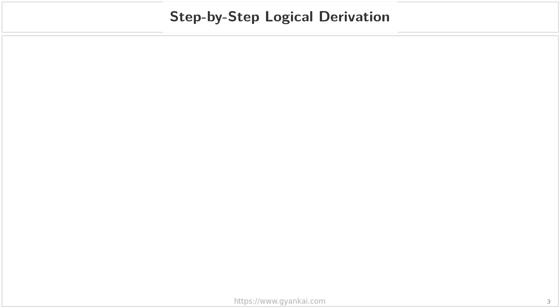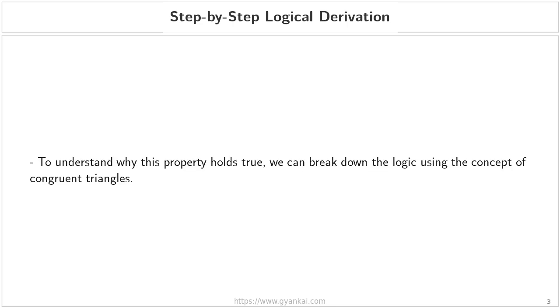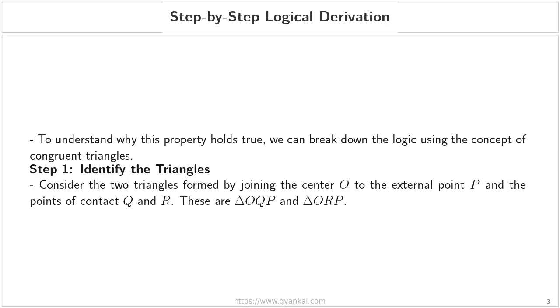Step-by-step logical derivation. Now that we have a conceptual idea of what the angle bisector property looks like, let's move into the why. You might be wondering, how do we actually prove that this line really does bisect the angle? To do this, we are going to use a logical derivation, breaking it down into 3 clear steps using the concept of congruent triangles. Step 1.